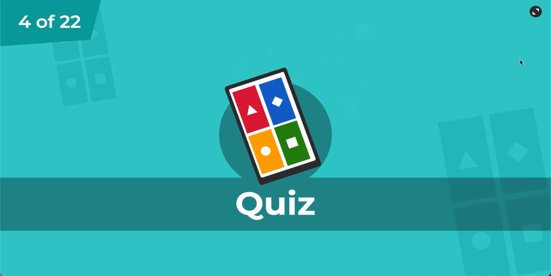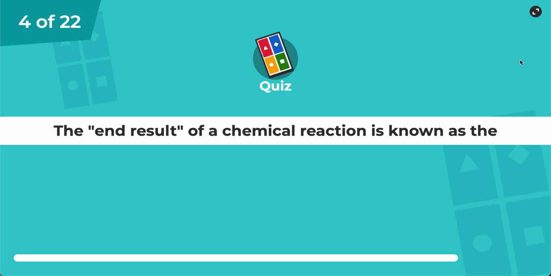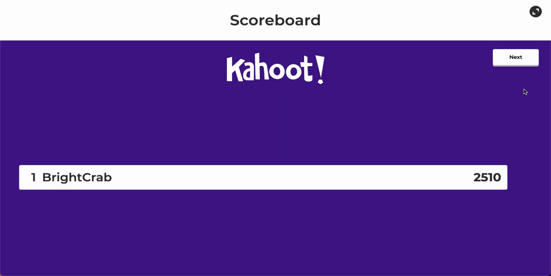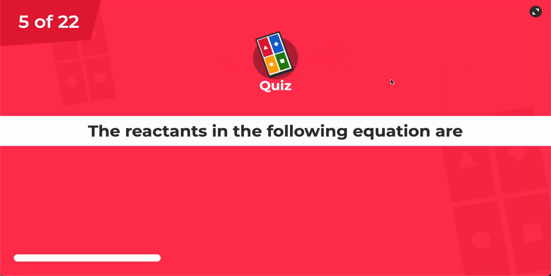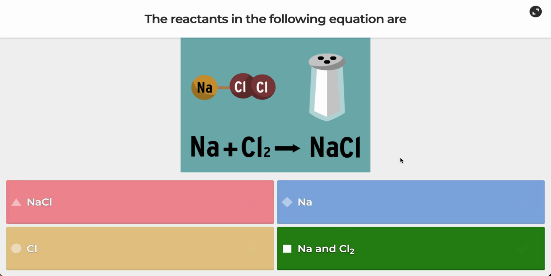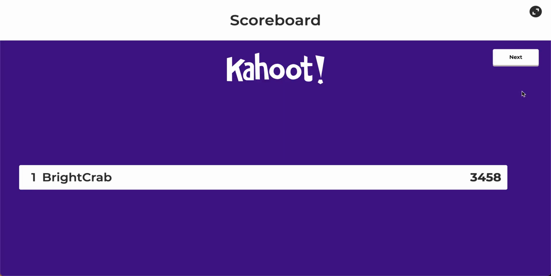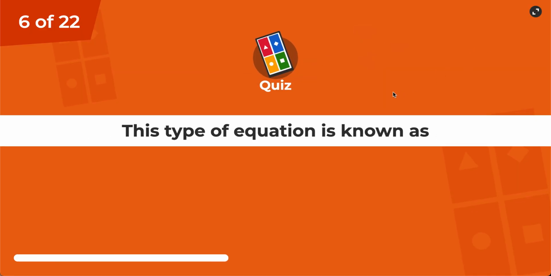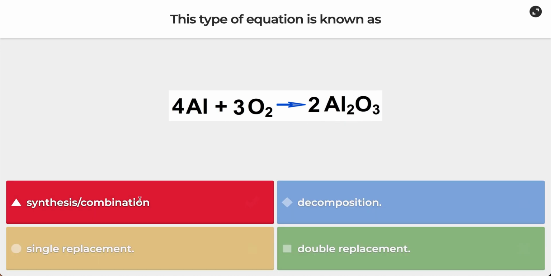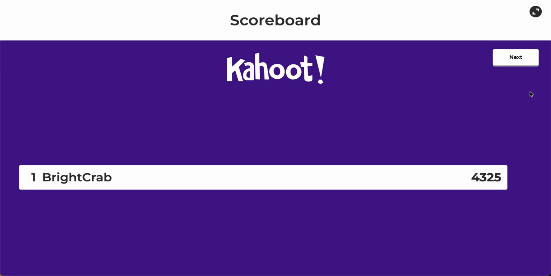All right, next. The end result of a chemical reaction is known as the products. We are forming products. All right, next question. The reactants in the following equation are, so the reactants are going to be what we start with, and so we start with sodium and chlorine gas. Sodium and Cl2, chlorine. Next up, this type of equation is known as what? So we start with two simple molecules and they combine to form a more complex molecule, and so that is going to be a synthesis or combination reaction.